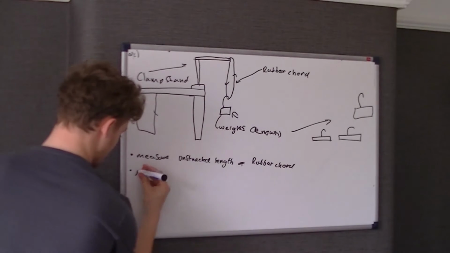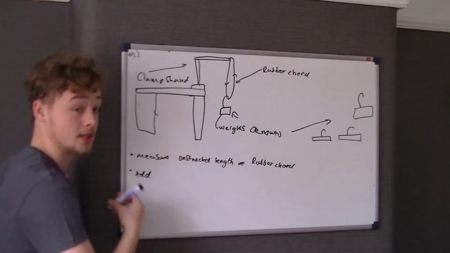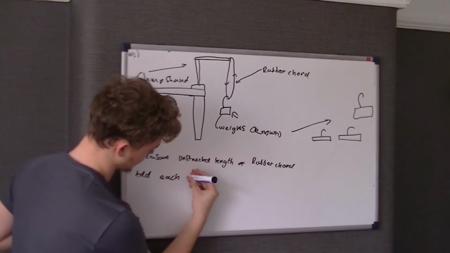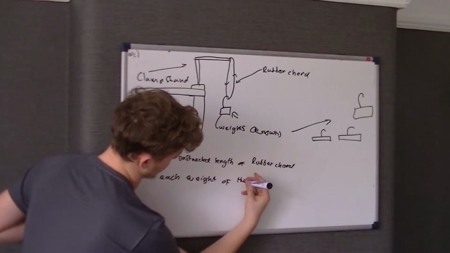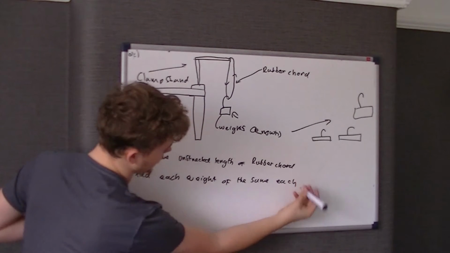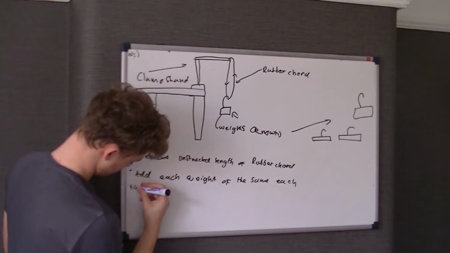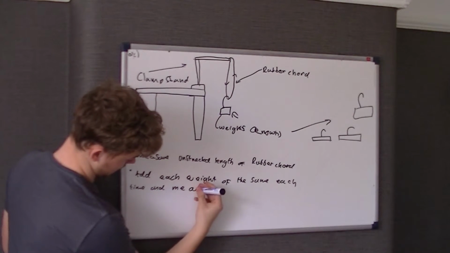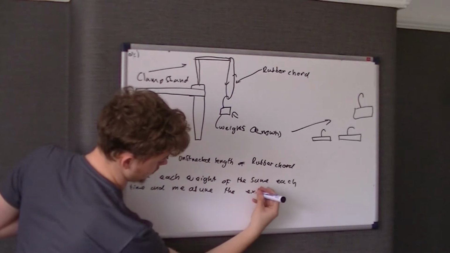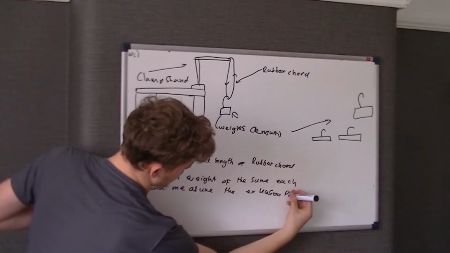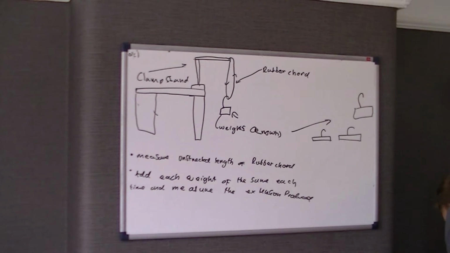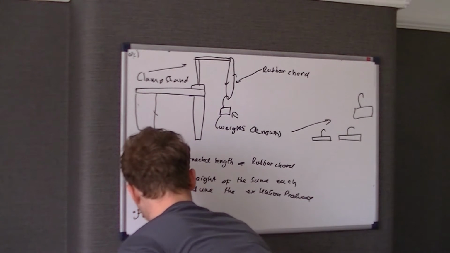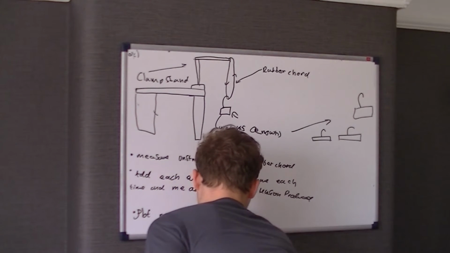So you would add known weights, increasing the weights by the same amount each time. You don't have to do that, but it will give you quite a nice graph. Add each weight of the same amount each time, and measure the extension produced. And then obviously your next point would be about plotting that on a graph. Now you would plot your results on a graph.